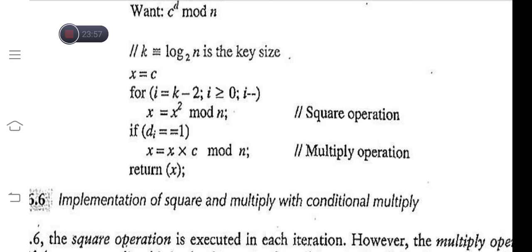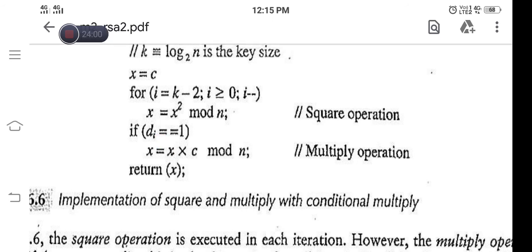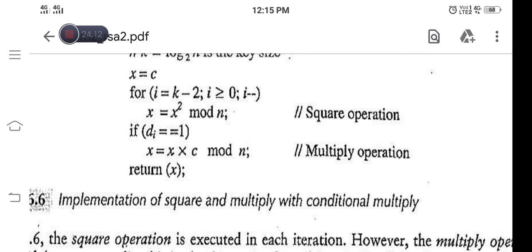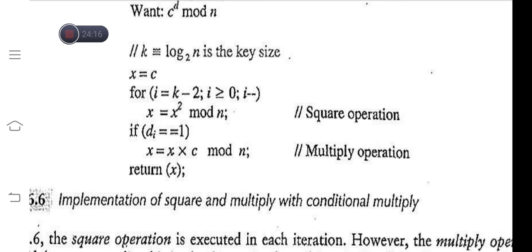If di equals 1, where i stands for the particular position in the decryption key, then we are performing the multiplication operation, that is where x equals x into c mod n. Finally return the value of x. This is the implementation of the square and multiply with conditional multiply.